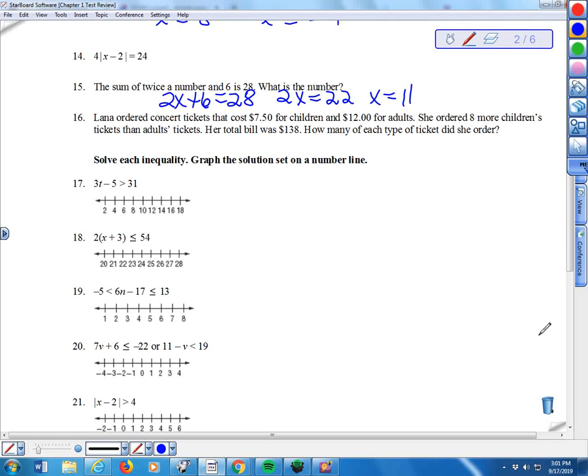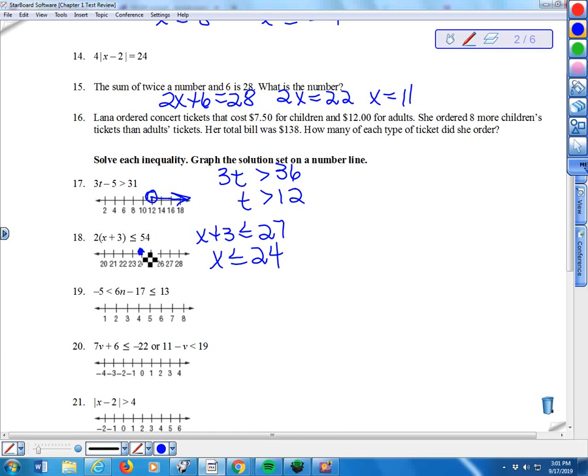Solve each inequality. So I'm just going to add 5 to both sides, and then graph it on the number line. So greater than 12, so it's going to be an open circle at 12, and it's greater than that. This one, I could distribute the 2n, or I could just divide both sides by 2. Doesn't matter. So I'm going to just divide both sides by 2. Less than or equal to 24, closed circle, and to the left.